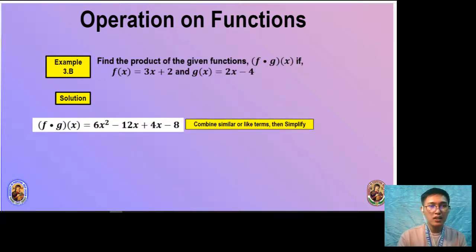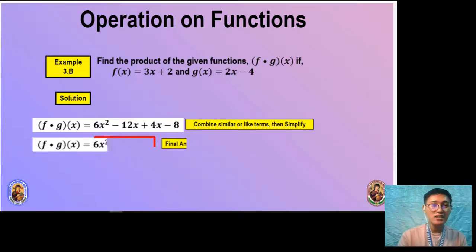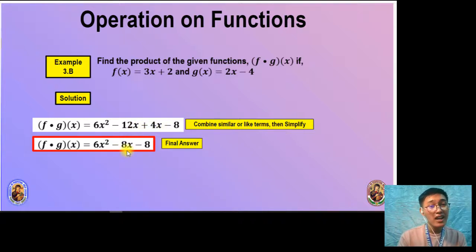Combine like terms. We'll get here 6x squared does not have its like term, so we'll just carry it down. 6x squared. Then we will combine negative 12x plus 4x, that would be negative 8x, and negative 8 again has no like term, so we'll just carry it here. Final answer, f times g of x is 6x squared minus 8x minus 8.